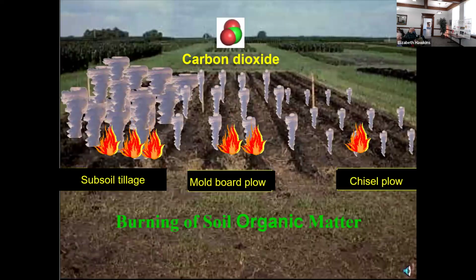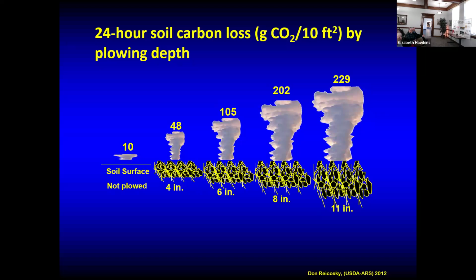There is another example: the more you till, the deeper you till, the more burning of organic matter from the soil, which produces carbon dioxide that goes to the air, accumulates, and creates problems. This is Don Reicosky from USDA. He found that if we don't plow, we produce only 10 grams per 10 square feet. I had to convert that; it was per square meter, but for easier understanding I converted it into square feet. So only 10 grams. But if you plow 4 inches deep, around 50 grams. If you go 11 inches deep, you produce almost 230 grams of carbon per 10 square feet.